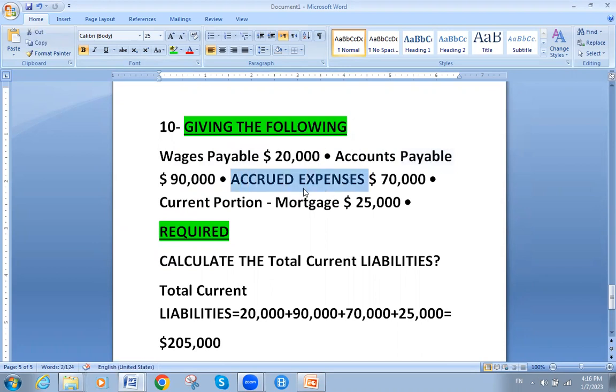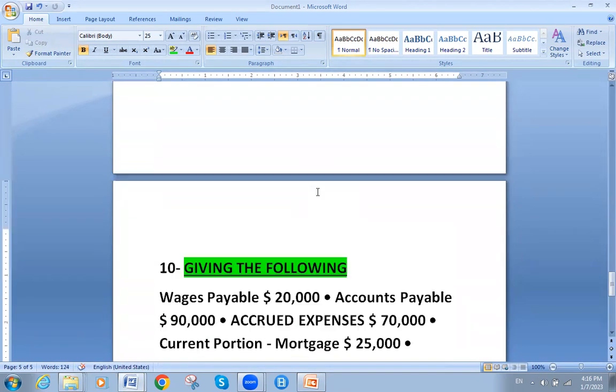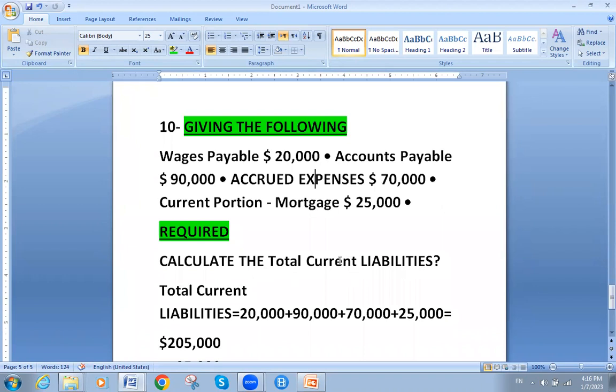Accrued expenses are those expenses which I told you about before. We are talking now about the liabilities, the current liabilities. They are expenses that happened: you had a service and you didn't pay for it. We call it accrued expenses. You had a service and you had to pay for it, but you didn't pay it.